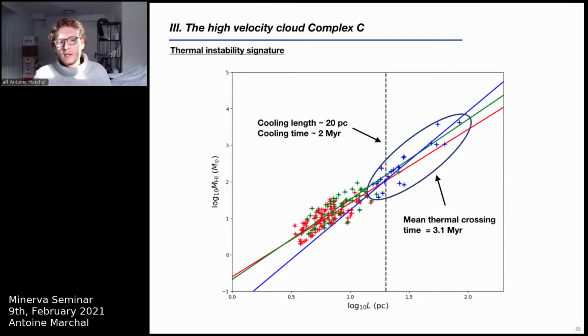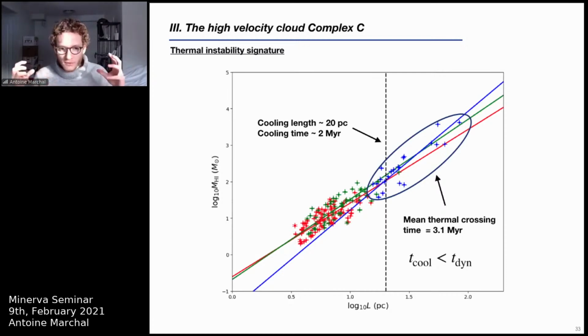So for the dynamical time, we took the mean thermal crossing time of the WNM clouds, and we find something around 3 million years. The reason why we ask this question is because if it is not satisfied, if the cooling time is not lower than the dynamical time, the energy that you lose by radiation is too small compared to the increase of the internal energy due to this perturbation. And the process is just considered as an adiabatic process.